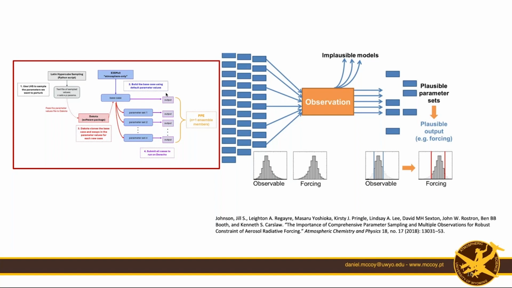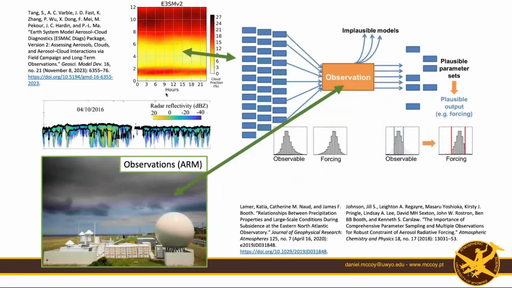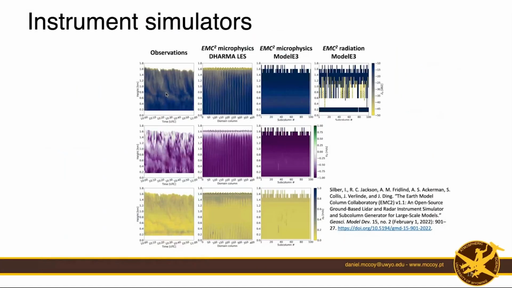One of the big challenges of PROCEED is getting the observations from ARM to be interoperable with the E3SM output. This is something that people have done a lot of work on, so we're leveraging existing work within the field. For instance, instrument simulators. We're hoping to use the EMC squared simulator that Israel Silber has developed. This is a really cool package because it lets you look at what the radar reflectivity would be coming out of your global model and compare it apples to apples with what's coming out of ARM.